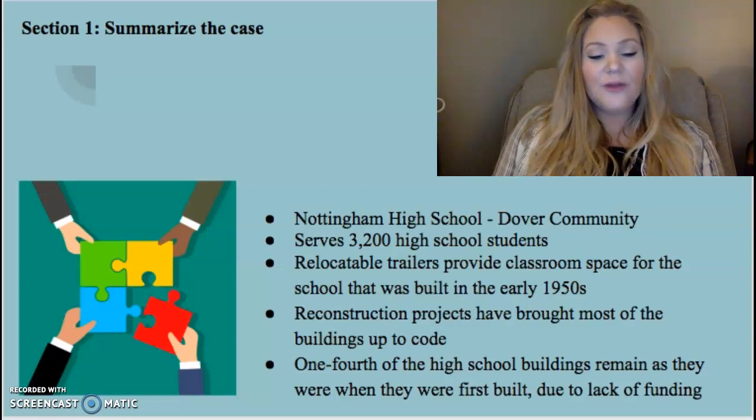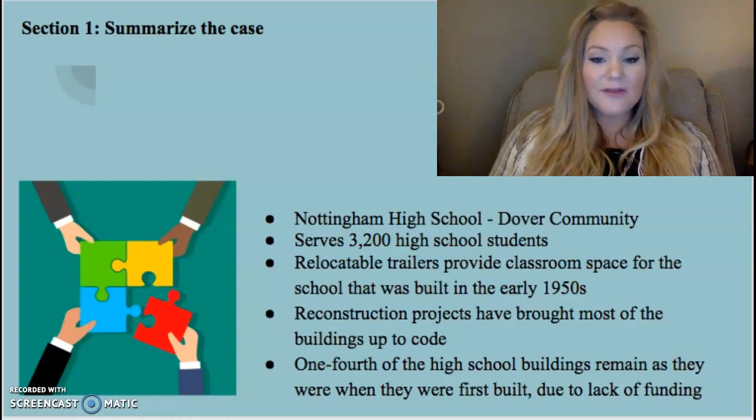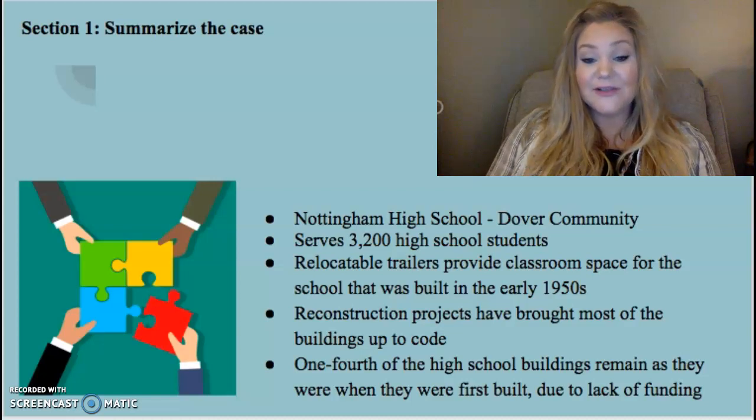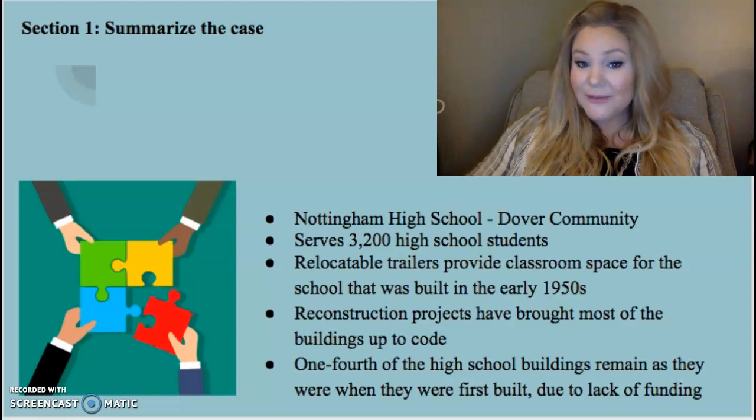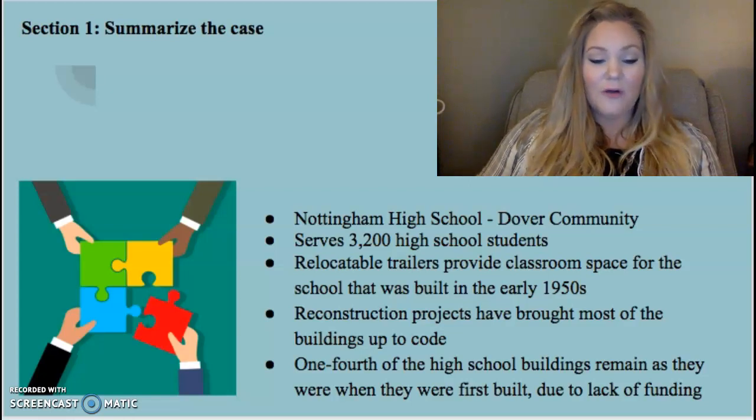They have relocatable trailers that provide classroom space for the school that was built in the early 1950s. Some of the school has been renovated and some has not. Reconstruction projects have brought most of the buildings up to code, but obviously not all of them. A quarter of the high school buildings remain as they were when they were first built, and this is due to lack of funding.